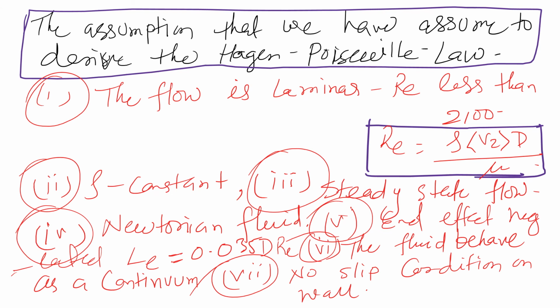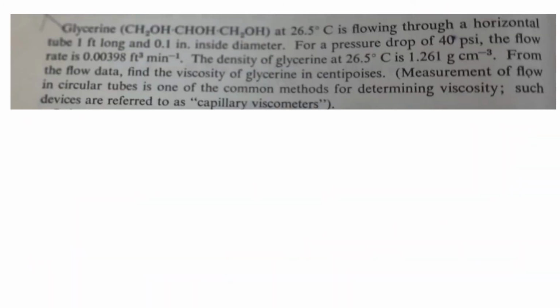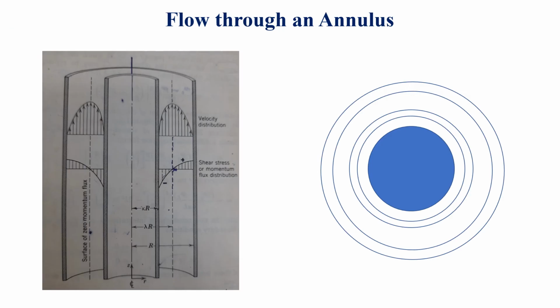Till now we had obtained these. Now in this lecture we are going to see what conditions and assumptions we made to obtain the Hagen-Poiseuille law. These are the assumptions we are going to discuss in the next lecture, and there are some numerical examples that I request you to do. Flow through an annulus is the main part which we are going to discuss in this lecture.